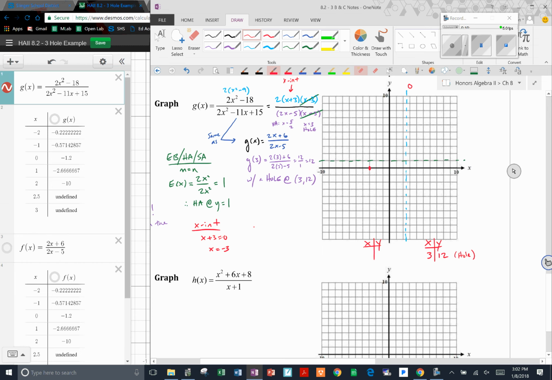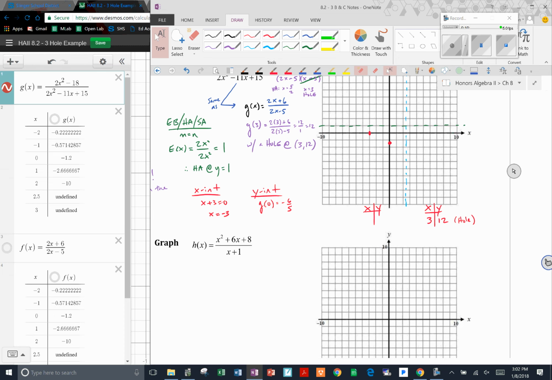Okay, and we have a y-intercept, and you could use either the original function or the simplified function, which is pretty cool. They're both going to give you -6/5 when you simplify. So the y-intercept is finding g of 0, which is -6/5. -18/15 simplifies to -6/5. So -1 1/5, which would put us right there. Okay, I'm going to find at least one more point here. How about the point when we put in a 1?